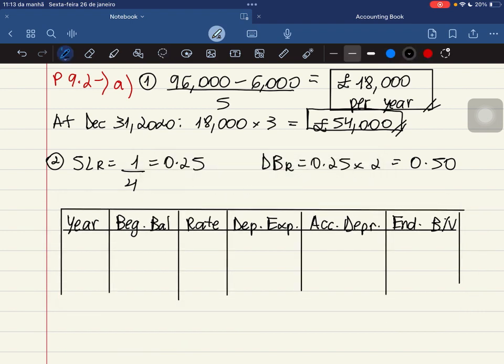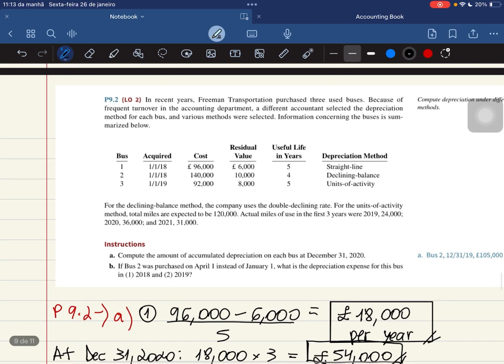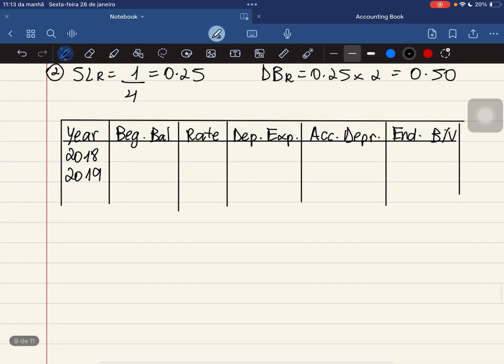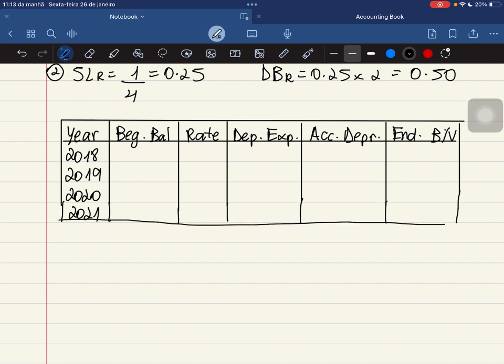Okay, good. So the years that we have is 2018, 2019. Until which year did they ask? Until December 31st of 2020, right? Actually, I'm going to do it until 2021 because I want to see how the last year looks like, because the last year we computed a little bit different.